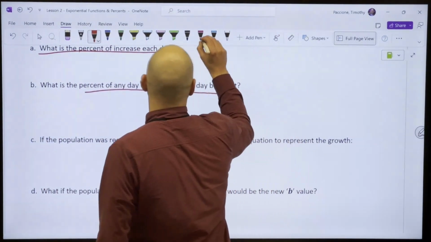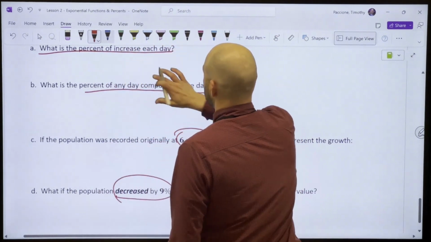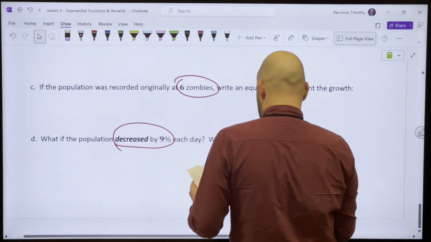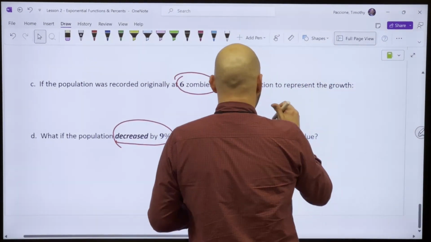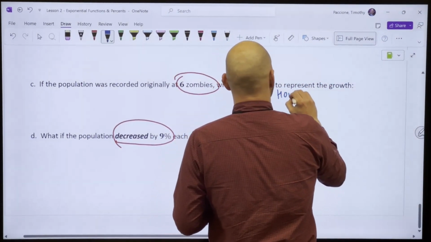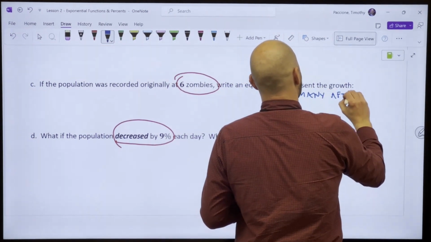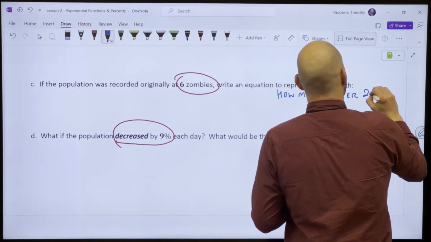And I'm going to add some pieces here. Ready? Let's make this fun. Okay, for C, I'm going to say how many after 200 days.